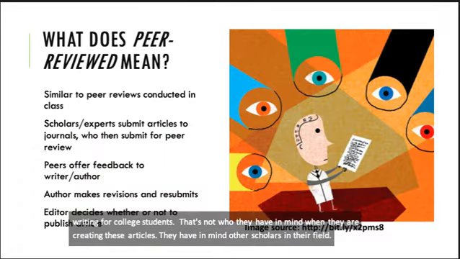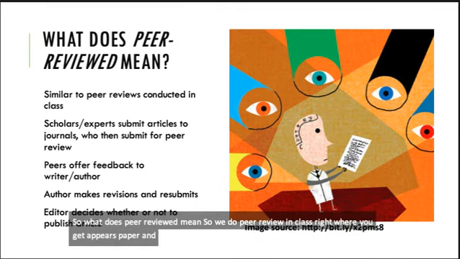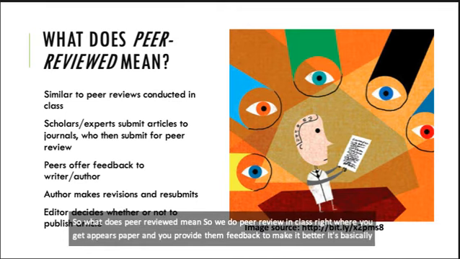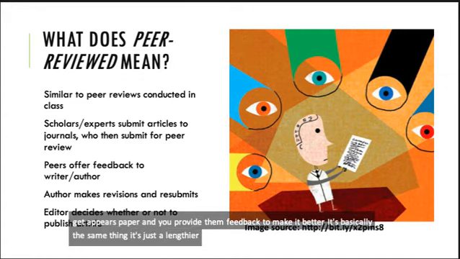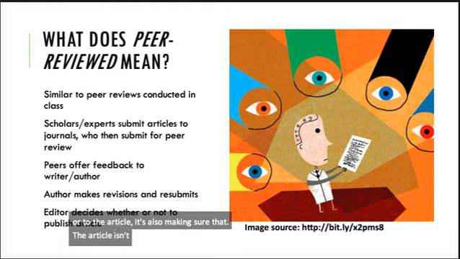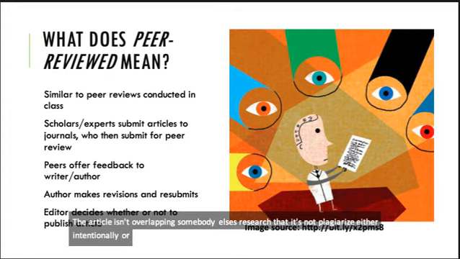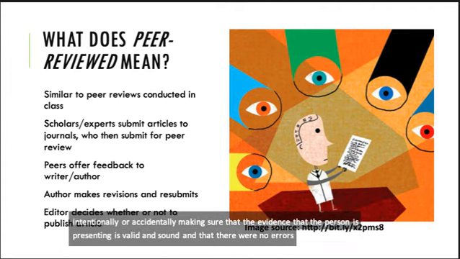So what does peer reviewed mean? So we do peer review in class, right, where you get a peer's paper and you provide them feedback to make it better. It's basically the same thing. It's just a lengthier process. It's not just improvements to the paper or to the article. It's also making sure that the article isn't overlapping somebody else's research, that it's not plagiarized either intentionally or accidentally, making sure that the evidence that the person is presenting is valid and sound, and that there were no errors in the study, there's no ethical issues, things like that.